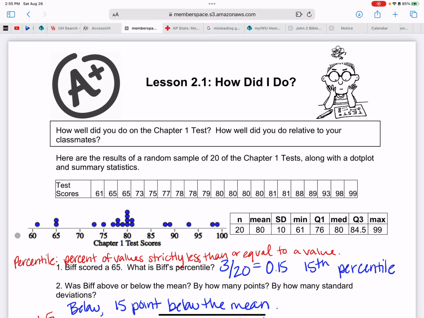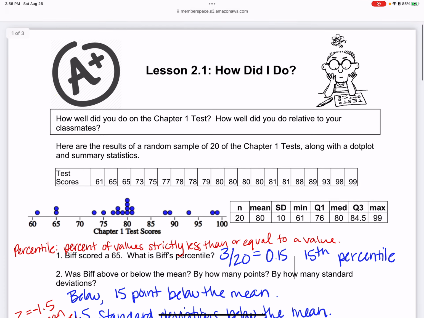65. So I look at 65 right here, and I see that 65 has 1, 2, 3 at or below 65 out of 20. So 3 out of 20 is 15%, and so he's in the 15th percentile.